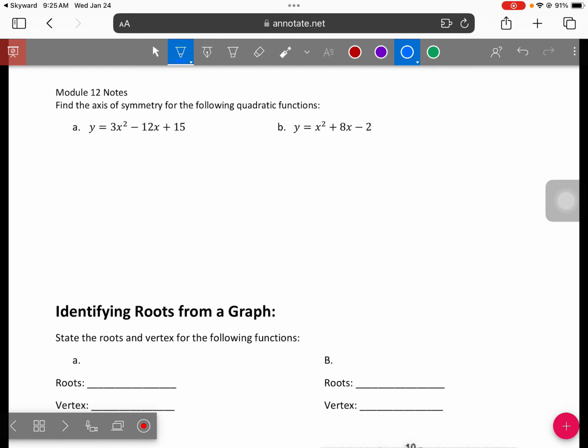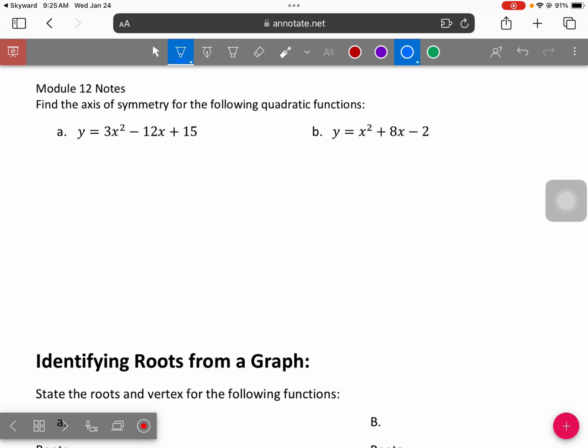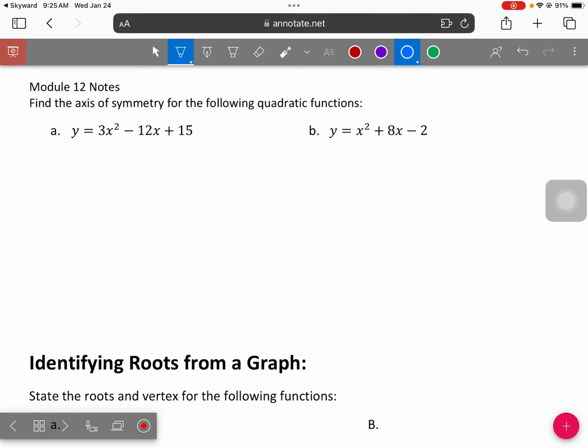All right, so let's go to letter A. It says, find the axis of symmetry for the following quadratic functions. I need to figure out first, is this in standard form? You have to have it in standard form first. So, is it in ax squared plus bx plus c form? Is it in standard form?